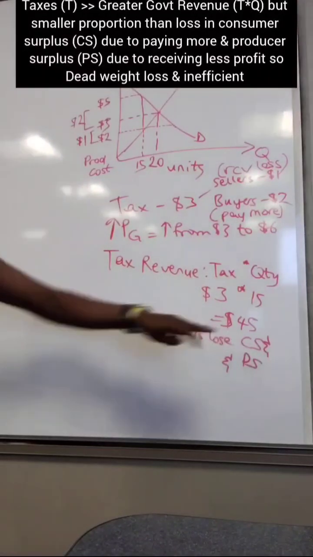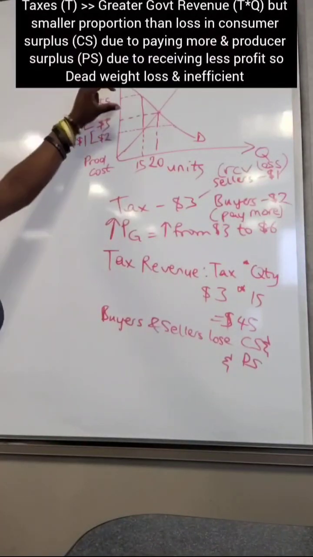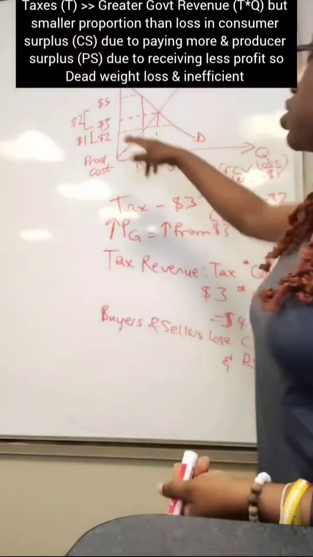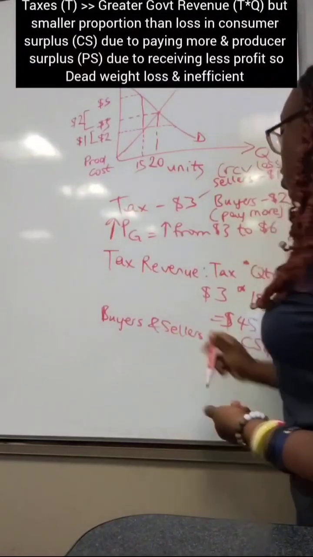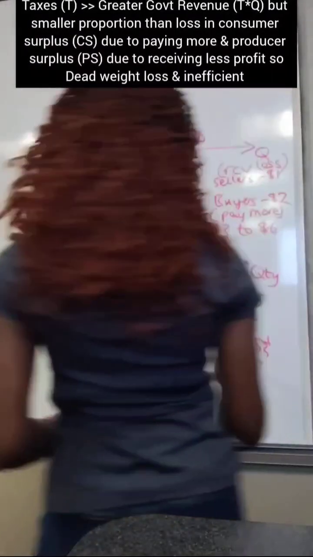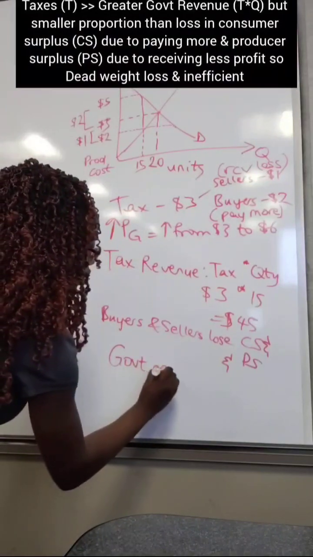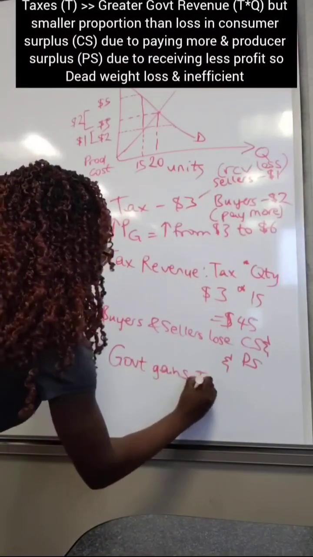So the buyers lose consumer surplus because now they have to pay more, right? And because they're paying more out of pocket, they're losing the gains that they were able to save $2 before, but now they have to pay $2 extra. And the sellers are also receiving less producer surplus because now they are receiving less, okay? And who gains? The government gains. The government is the only one that gains, and they gain the tax revenue.